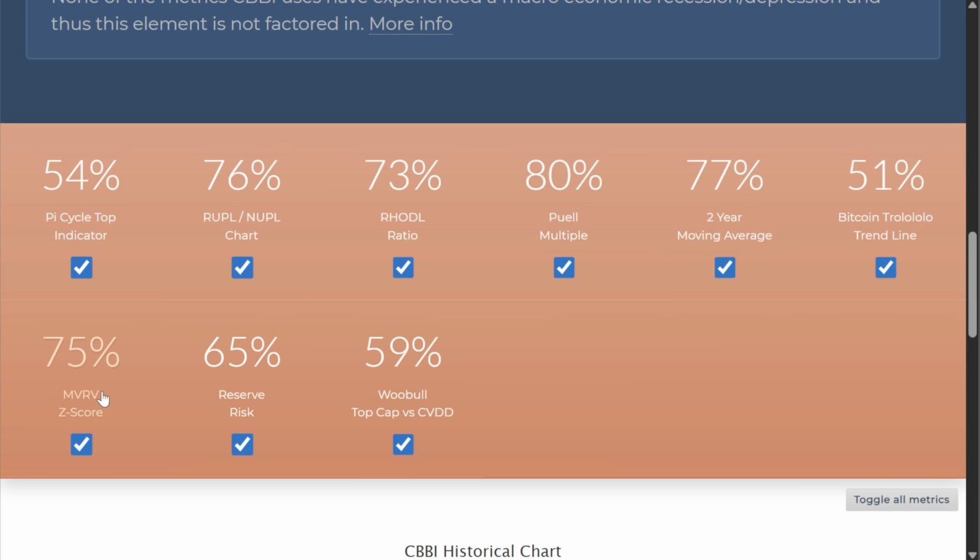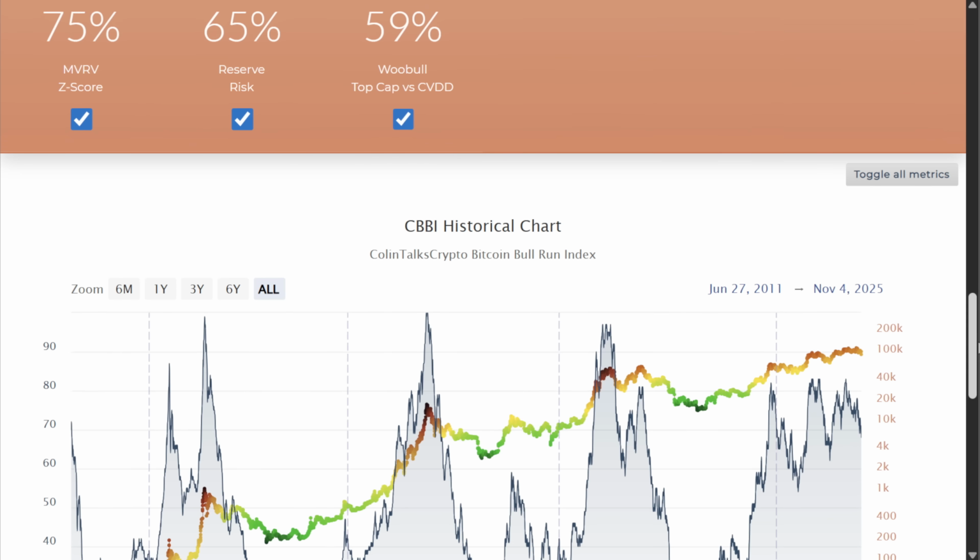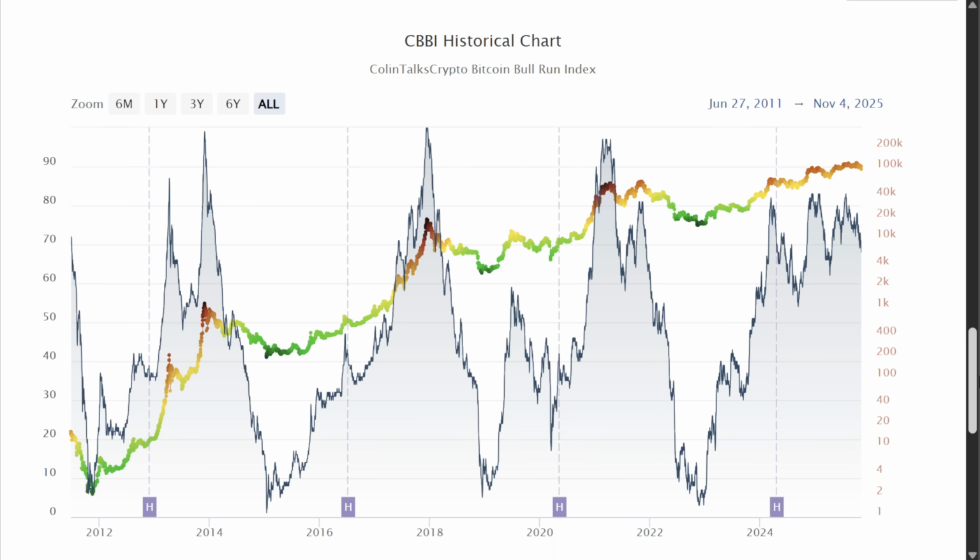Market value to realized value z-score is the degree to how much the average market participant is currently in profit or loss relative to the volatility. We've also got the reserve risk. We've also got an on-chain metric looking at sell pressure of the very long-term investors. So there's all kinds of approaches that historically work pretty well. When we combine them, we get to the CBBI.